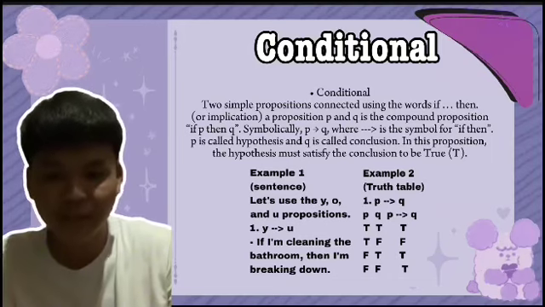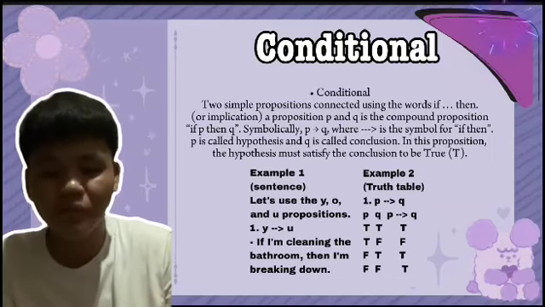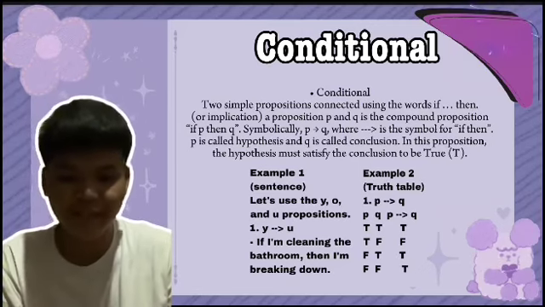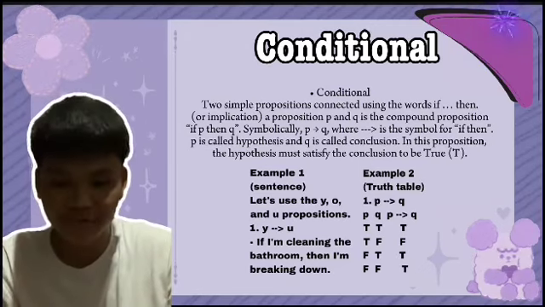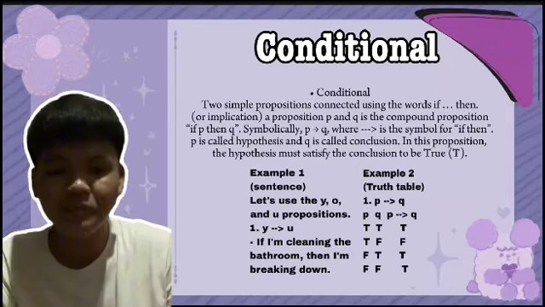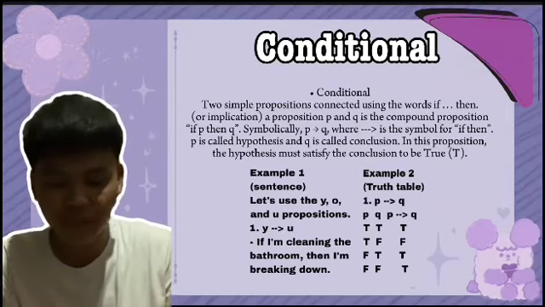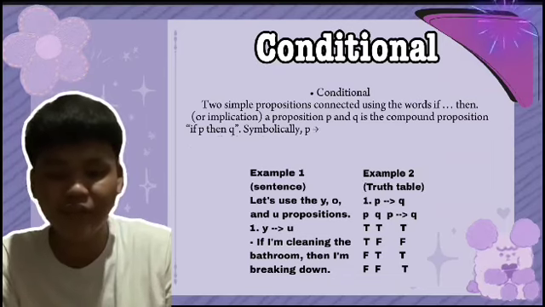The next one: the column P is T, the column Q is F, and then the column P → Q is F. Next is the column P is F, the column Q is T, the column P → Q is T. The last one is the column P is F, the column Q is F, the column P → Q is T.